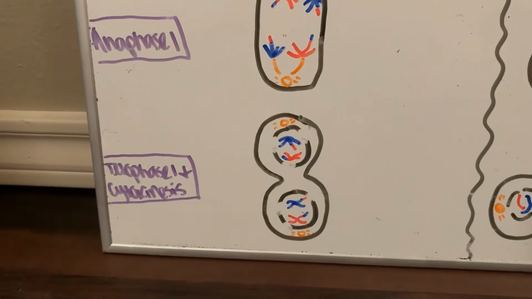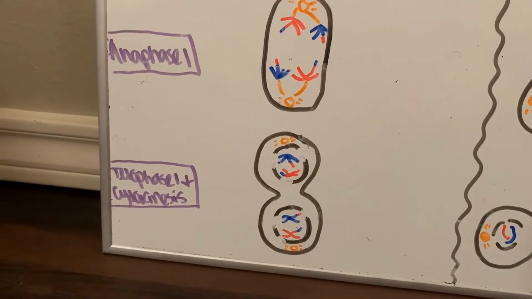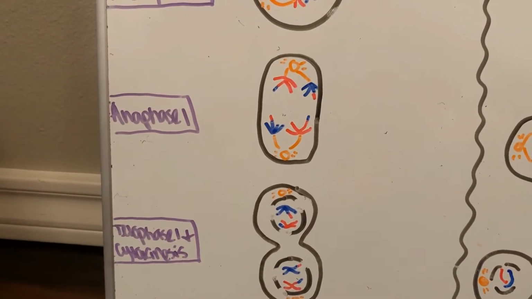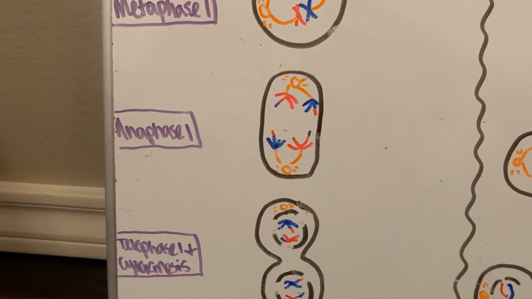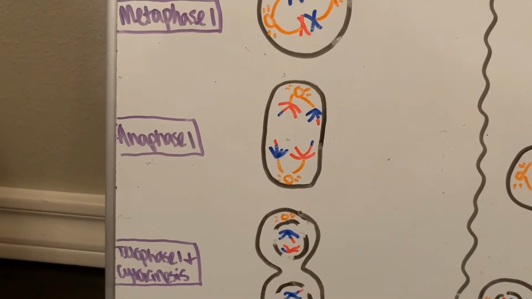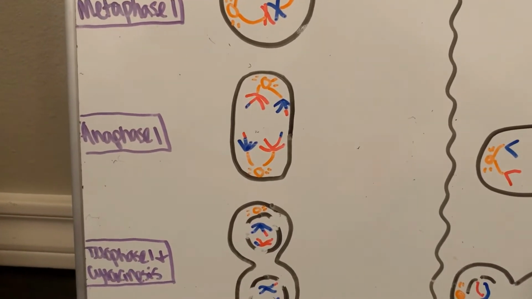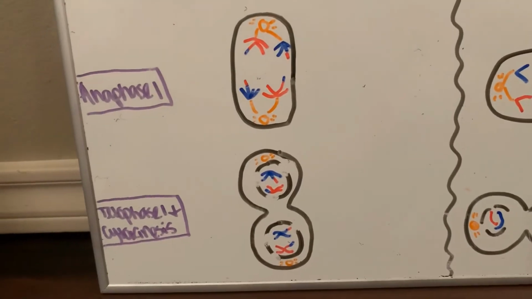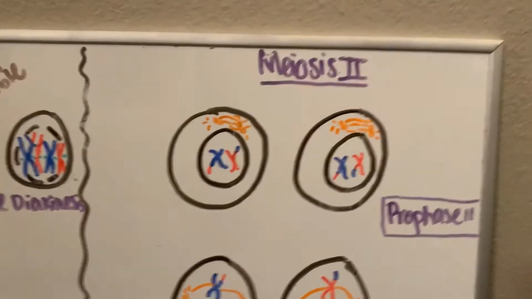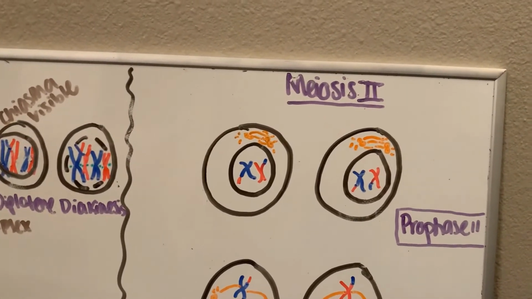And then in telophase 1 and cytokinesis, sometimes the nuclear envelopes form around the chromosomes before cytokinesis ensues, generating 2 haploid cells whose chromosomes consist of sister chromatids. Chromosomes typically don't decondense before meiosis II. So then we go over to meiosis 2, which is a little more similar to mitosis.